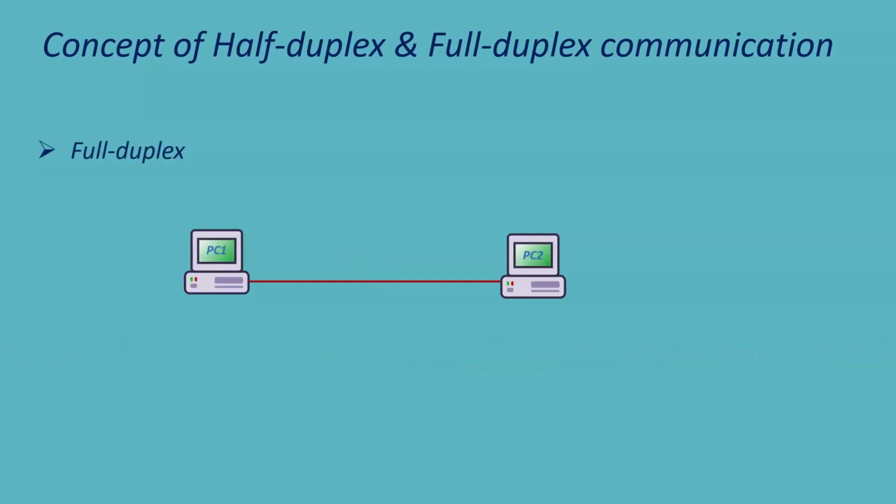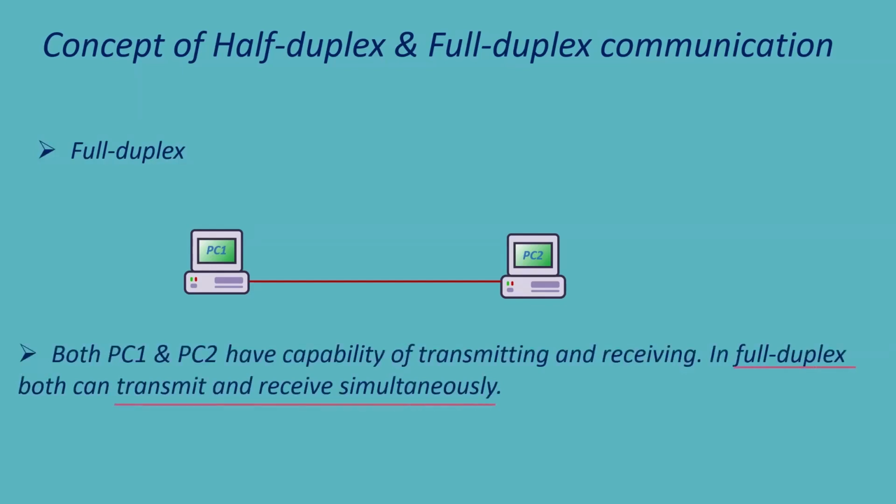Full duplex. Same thing. PC1 as well as PC2 have the capability of sending and receiving simultaneously. Simultaneously means at the same time. And this time for full duplex, the media or the mode of operation also allows them to send and receive simultaneously. So they can both transmit and receive at the same time. This is what is full duplex communication.